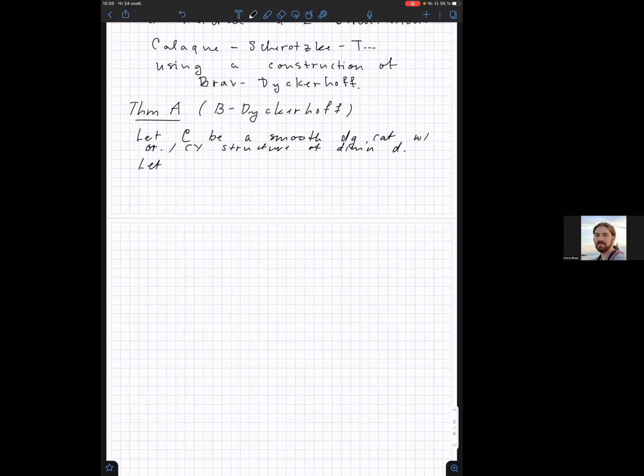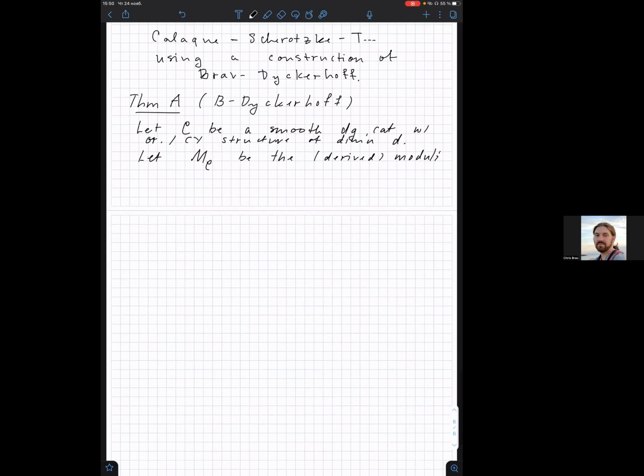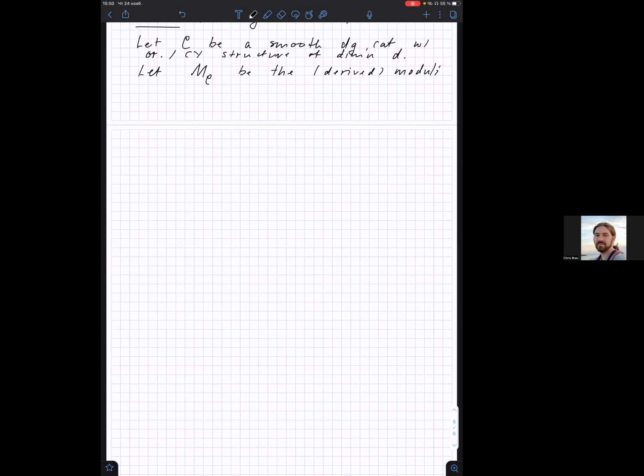And let MC be a derived moduli space. So it has points defined not just over commutative algebras, but over commutative differential graded algebras. So let this be the derived moduli space of objects in C. It's not actually all objects, it's kind of small objects. So Toën and Vaquié define this moduli space.